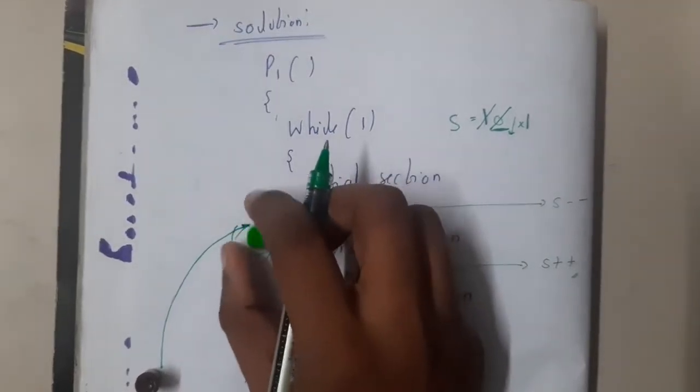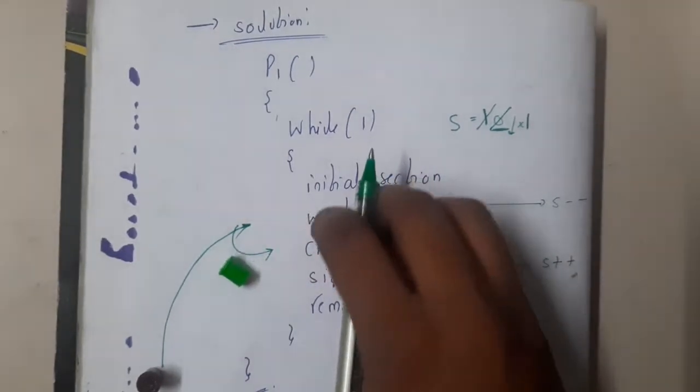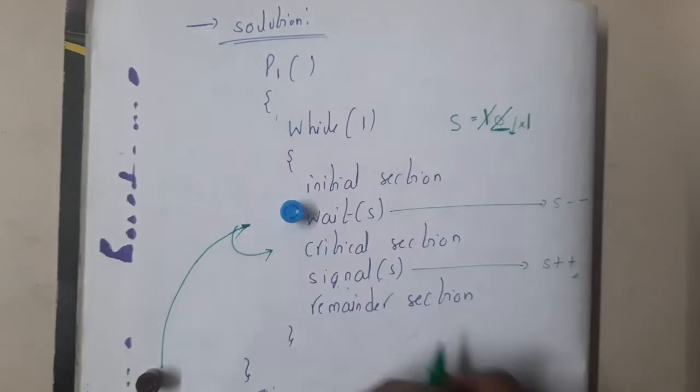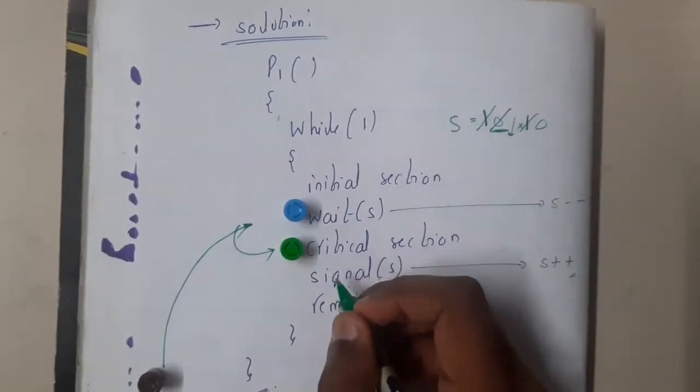So now green will go inside. Basically it will check, it will again check the signal. Now the value is 1, so the wait function will say, okay, I'm ready to decrement. So it will decrement it, and now it will go inside and enjoy its time.